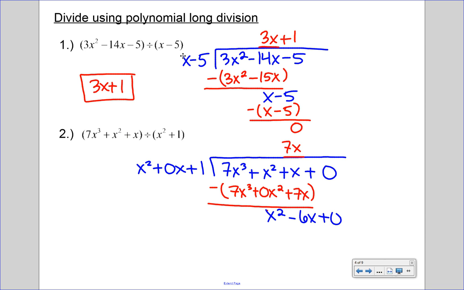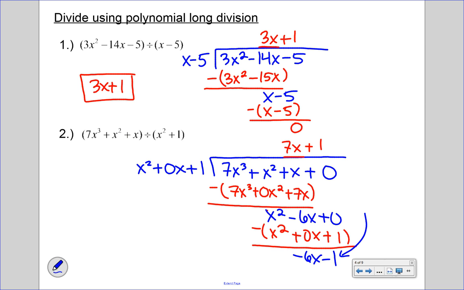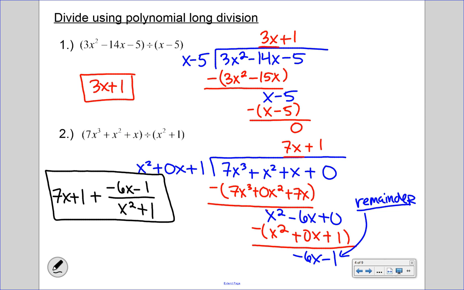x squared times 1 is x squared, so we do plus 1 right here. So we get x squared. 1 times 0x is plus 0x, just a placeholder. And 1 times 1 is 1. We subtract those, and we get a negative 6x minus 1. This is our remainder. And when we have a remainder, we write it in a special way. So first we take our answer, 7x plus 1, and then we add our remainder, which is a negative 6x minus 1, and we always put it over what we divided by, x squared plus 1. And that is how we write our answer for long division.